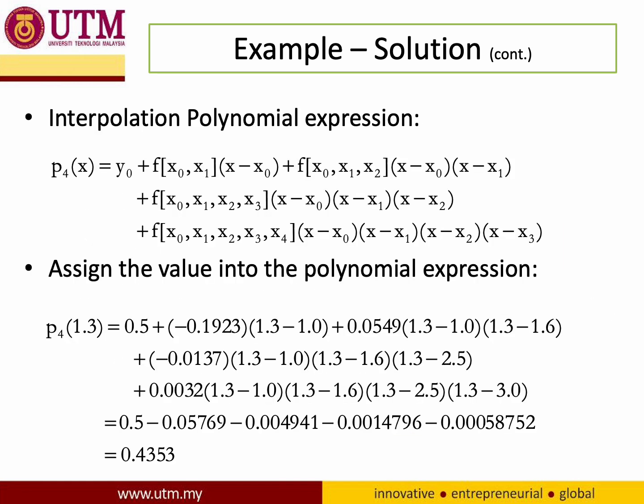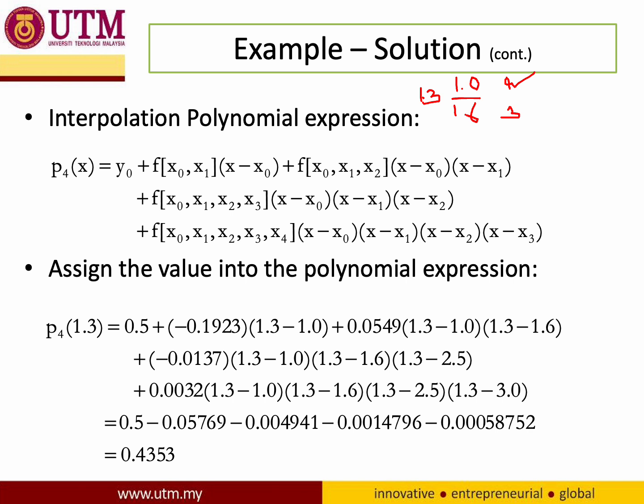The last step, after we have done the table, is that we choose the points that we need to put into the interpolation polynomial, which starts at 1.0, because it has the most points. Remember the table before, we have 1.0, 1.6. This one you have the most points, we have until 4, I think this one is only 3. You can refer to the table. So 1.3 is in the middle, so we choose this one as our polynomial expression.